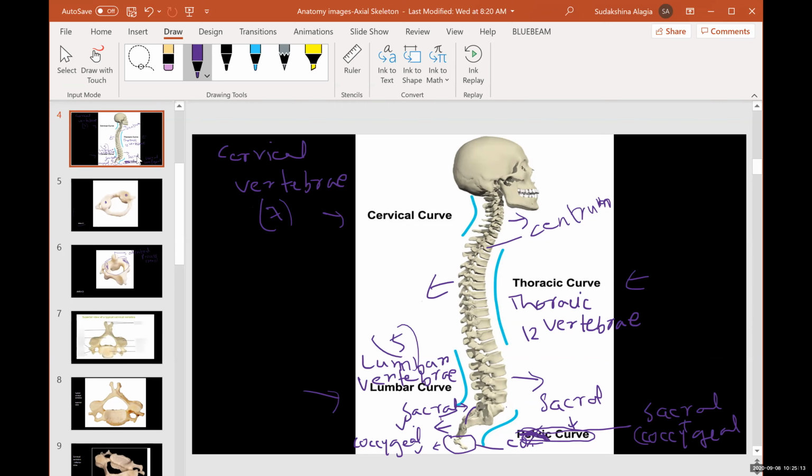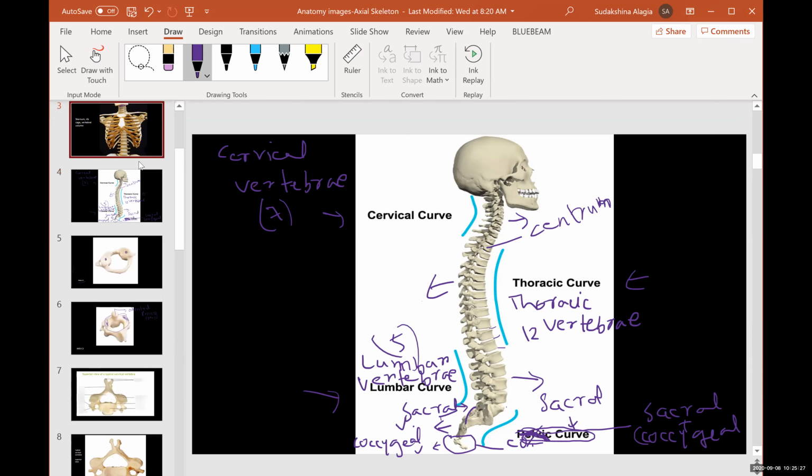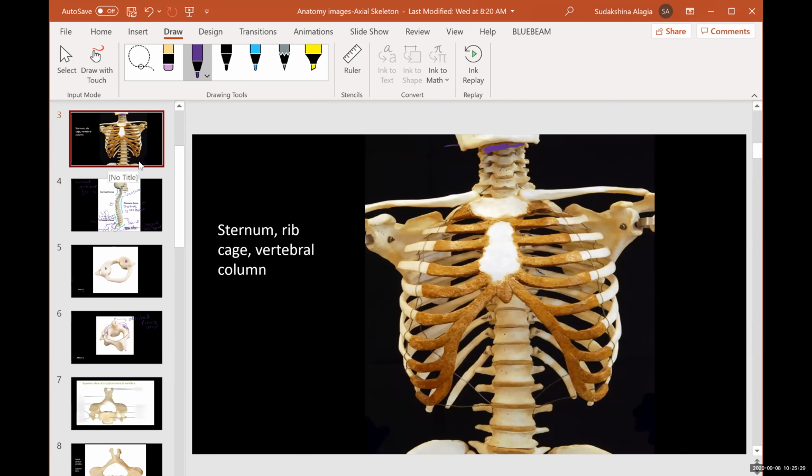So all the centrum of all the vertebrae will stack on top of one another with cartilages in between. And this is what gives rise to the vertebral column that we can see anteriorly. See that? Basically, each of these discs, this is centrum.